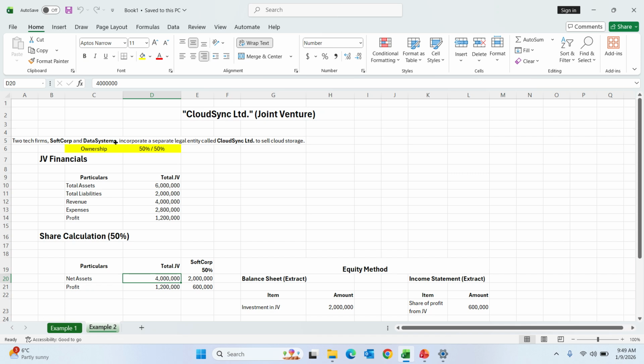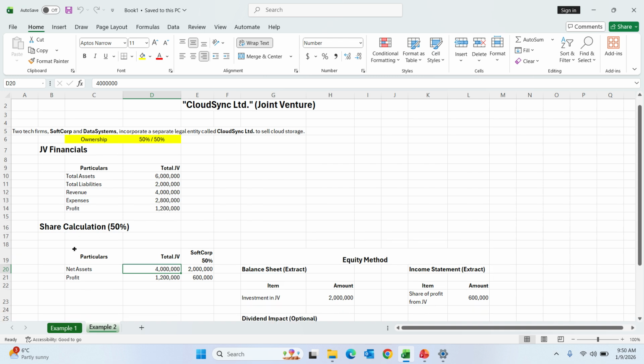Here we have taken an example. Two tech firms, SoftCorp and Data Systems, incorporate a separate legal entity called Cloud Sync Limited to sell cloud storage. So here a separate legal entity is created by these two firms, and again they have decided that ownership will be 50-50%. The financials of this joint venture are total assets 6 million, total liabilities 2 million, revenue 4 million, expenses 2.8, and profit 1.2.